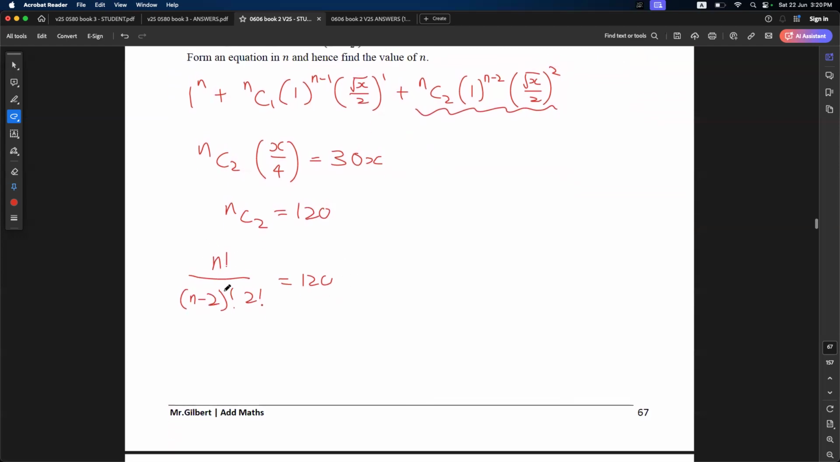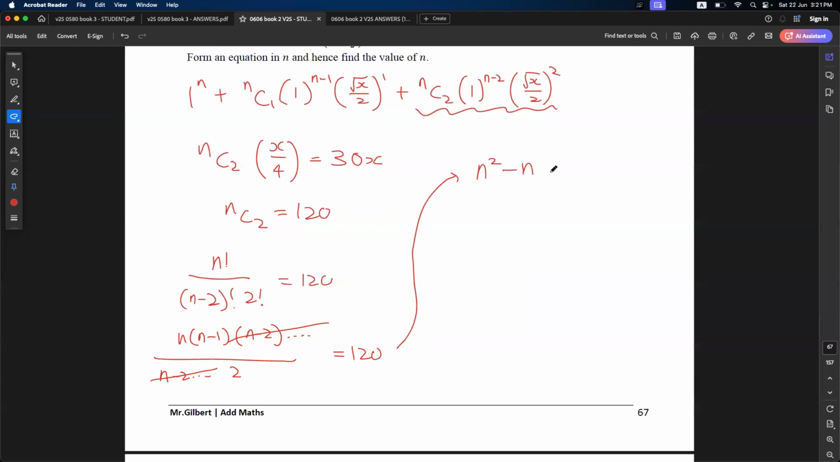So from here, n factorial will expand. We only expand enough until we can stop, right? n multiplied by n minus 1 multiplied by n minus 2, we can stop here already, because at the bottom it is n minus 2 factorial, times 2 factorial, which is just times over 2. So we know that this is equal to 120. Then continuing the working, n squared minus n is equal to, n squared minus n.